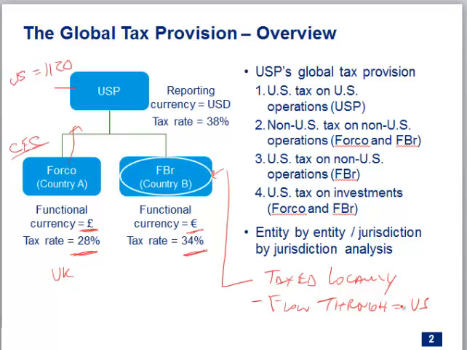Okay. All right, so we have three entities. We have the US parent, which is a US company filing a US tax return. We have foreign co and FBR, which are foreign businesses filing foreign tax returns, doing business in foreign currencies, one of which is not taxed in the US and one of which is taxed in the US. Okay? We good?